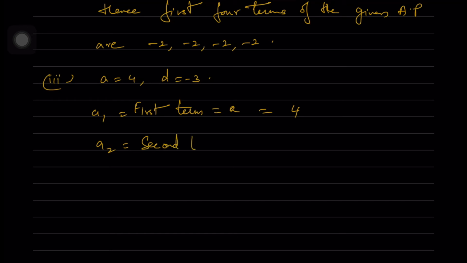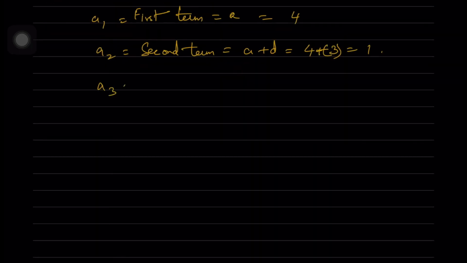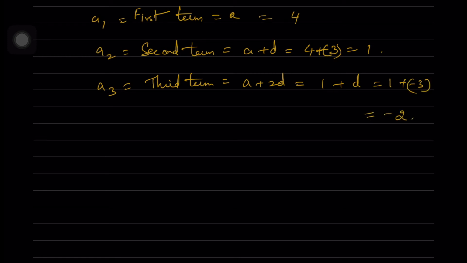So a1 is equal to the first term, which is equal to a, which is equal to 4. a2, which is equal to the second term, is equal to a plus d, 4 minus 3. Actually, 4 plus of minus 3 I have to write. So which is equal to 1. Then a3 is equal to the third term, which is equal to a plus 2d, or it is written as 1 plus of minus 3 because the common difference is d. So it is equal to minus 2.